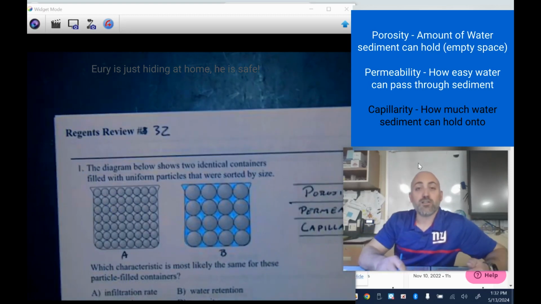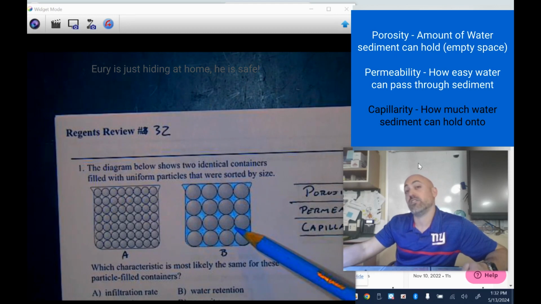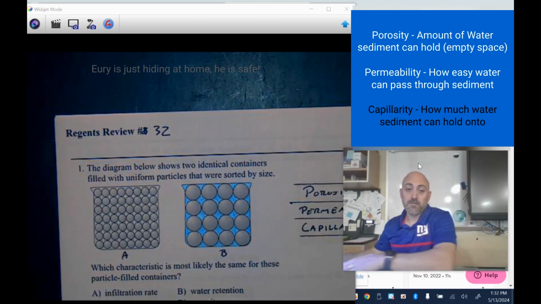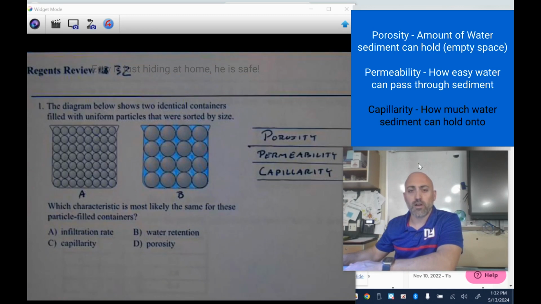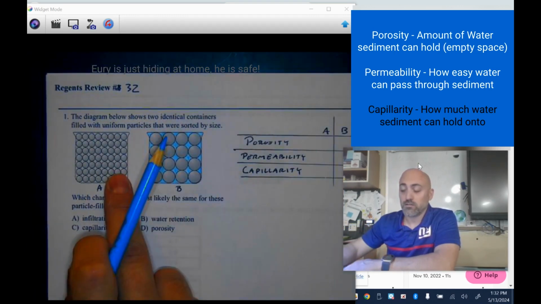All right, so we'll unpause real quick here. I just poured water and it filled in all the empty spots. That's called porosity. So I'm going to take a second and color in all of A. And we're going to try to figure out which one has more porosity. Which one holds more water?